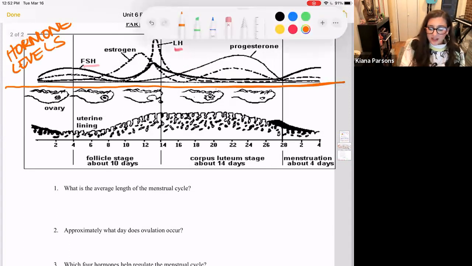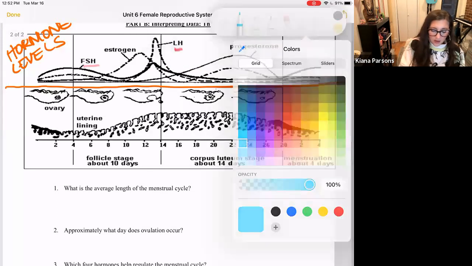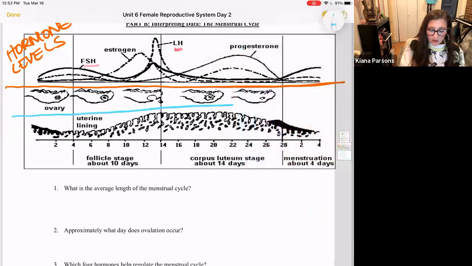Then this second level here is showing the location of the egg. You can see the ovary, the maturation of the egg within the follicle, the egg being released. Oh, sorry, you're not seeing where I'm pointing. Forgive me. Okay, so this is the ovary. This is the mature egg. This is the release of the mature egg, and then that hole there is the follicle.